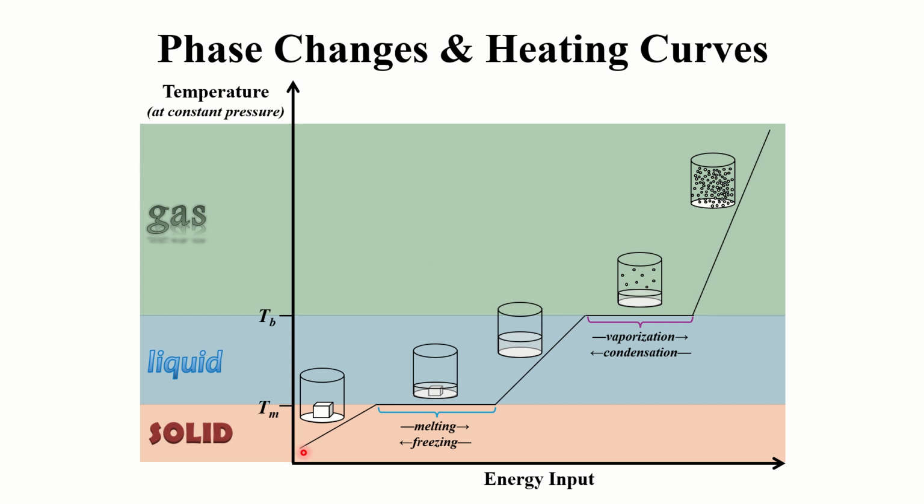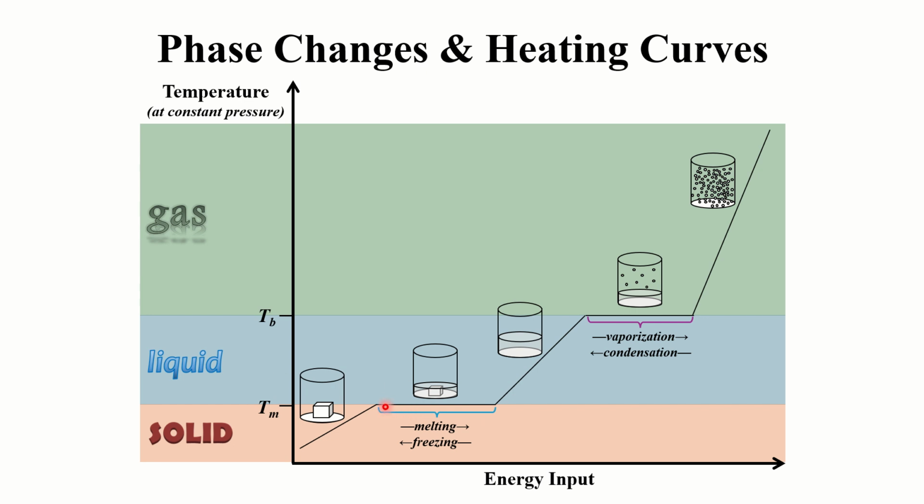So when we start in the bottom left here, we have a solid. Anywhere that's shaded red, we have a solid. And you can see that as we add energy, as we go left to right on the x-axis, the temperature of the object increases until we hit this point right here. And then notice as we continue to move left to right across the axis, we are still adding more energy. The energy input is increasing, but the temperature is not increasing.